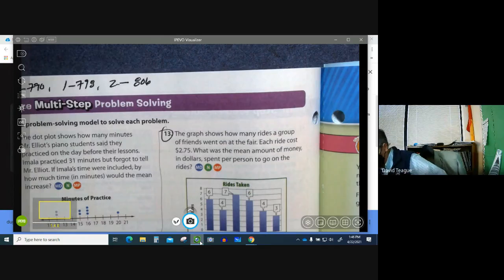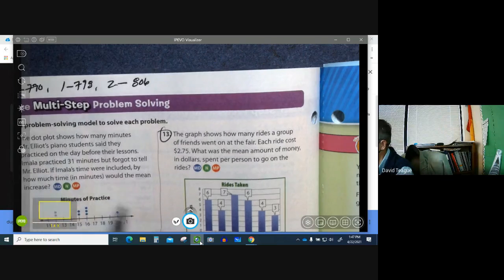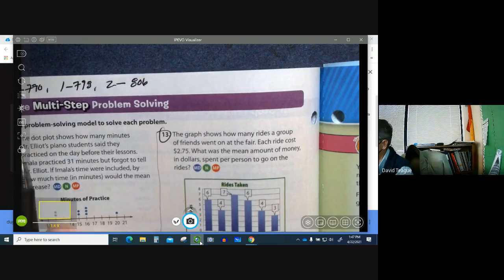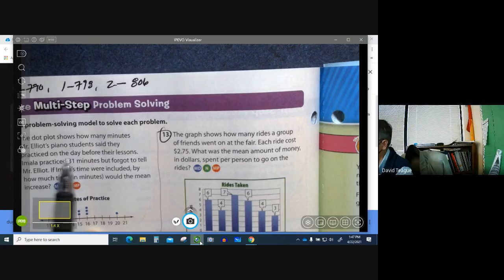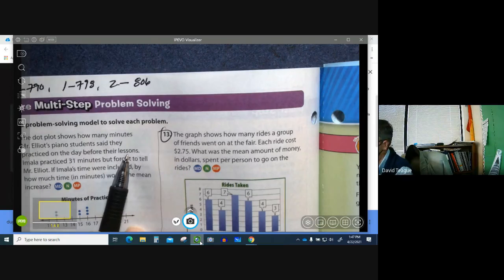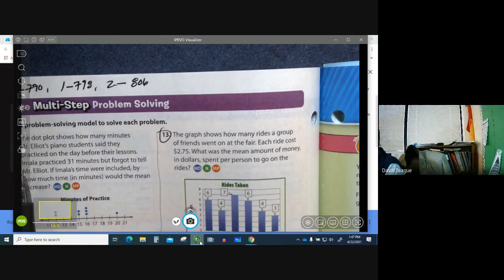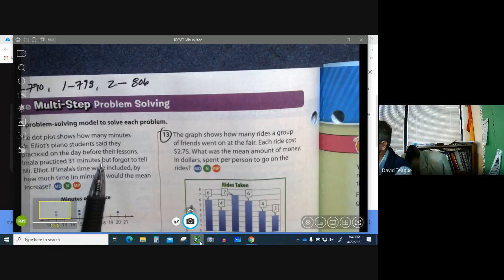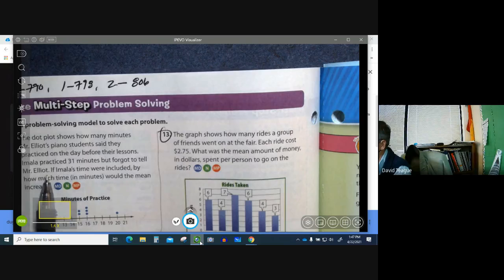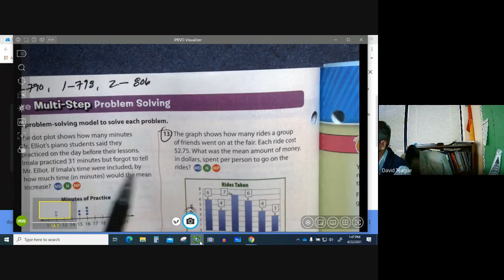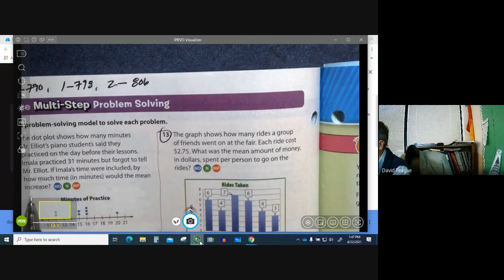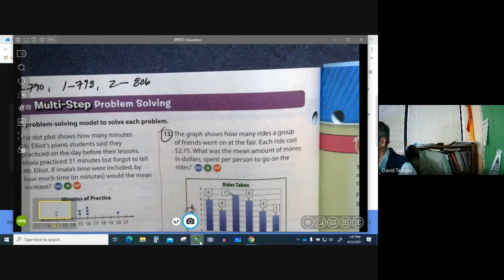Okay, so the first question is on page 790. It's number 12. Reading the question, it says the dot plot, which we have here, shows how many minutes Mr. Elliott's piano students said they practiced on the day before their lessons. Malaya practiced 31 minutes, but forgot to tell Mr. Elliott. If Malaya's time were included, by how much time in minutes would the mean, or the average, increase?